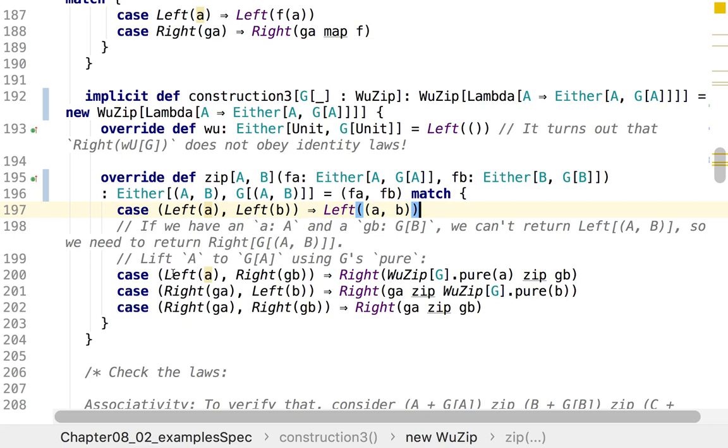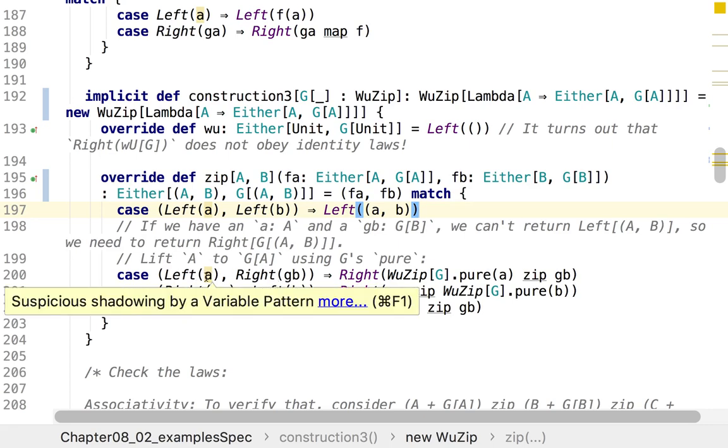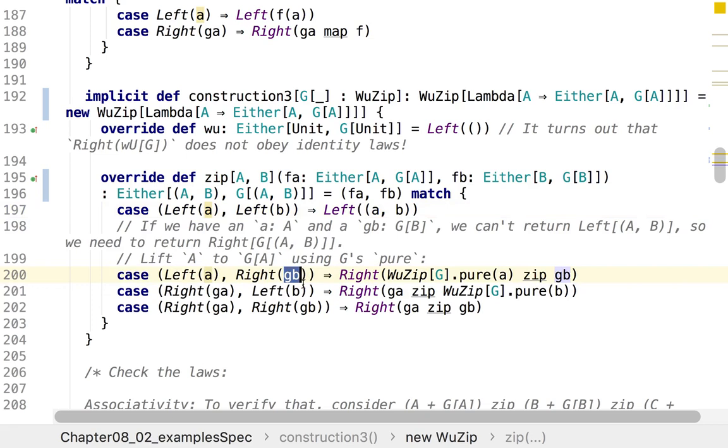Now, let's see what happens when we have a mixed term, left and the right. Now, in that case, we have an A and we have a G of B. What can we return? Well, we can't possibly return a pair of A B, because we don't have a B, we have a G of B. So we must return the right part of the disjunction. So we have to return right of G of A B. Now, clearly, we have to combine somehow A with G of B, and the way to get G of A B is to use zip on G, because that's the only thing we have.